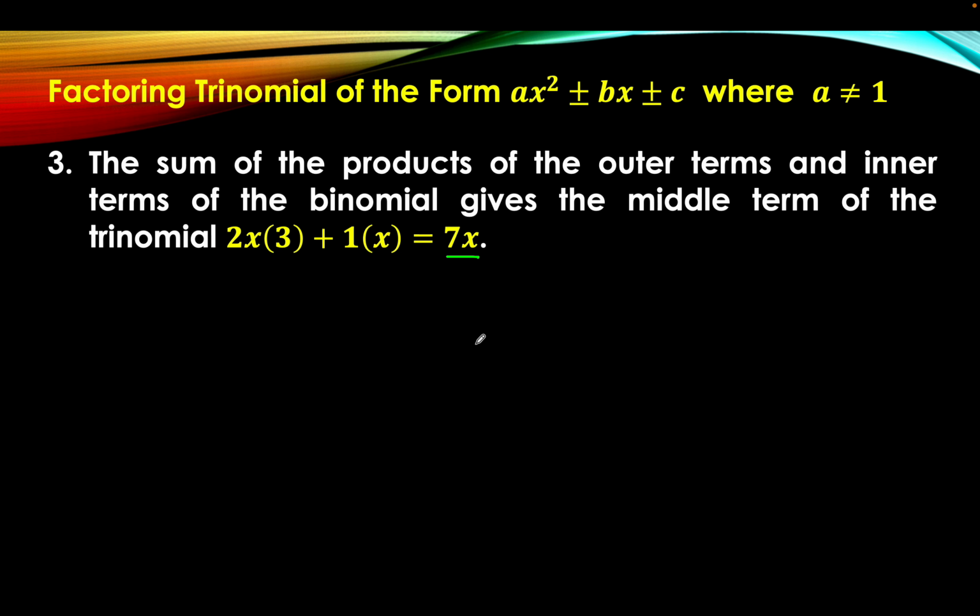Furthermore, just as when a is equal to 1, we must consider the middle term, particularly its sign, in order to determine the signs of the possible factors of a and c. And without further ado, in order to guide us in factoring the trinomial ax squared plus minus bx plus minus c, let us first become acquainted with the key steps that we must take. First and foremost, we will list all pairs of integers whose product is a.